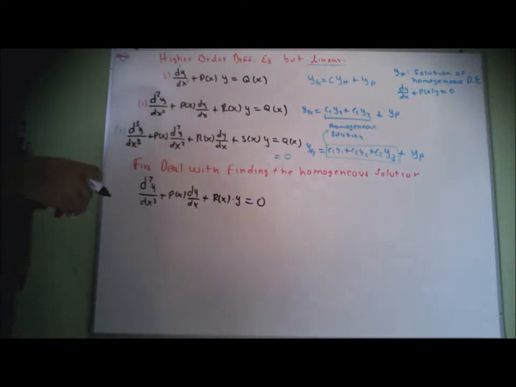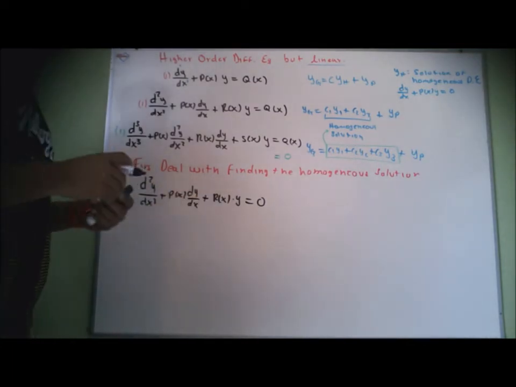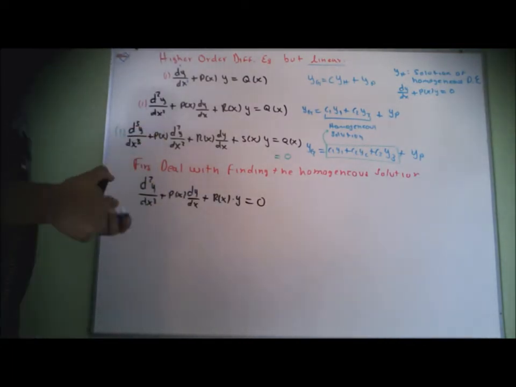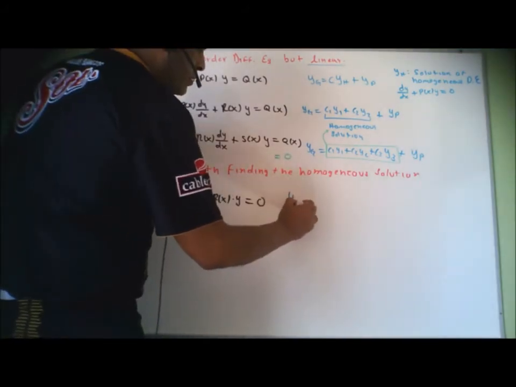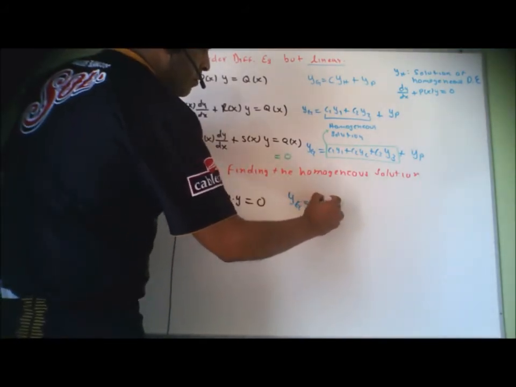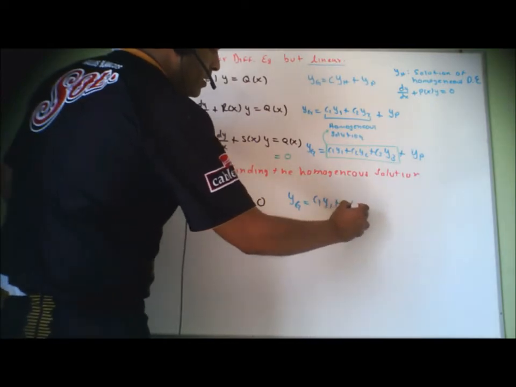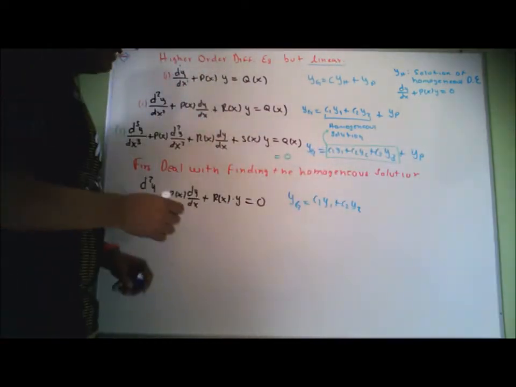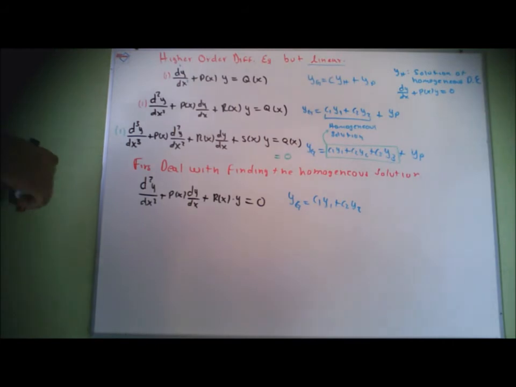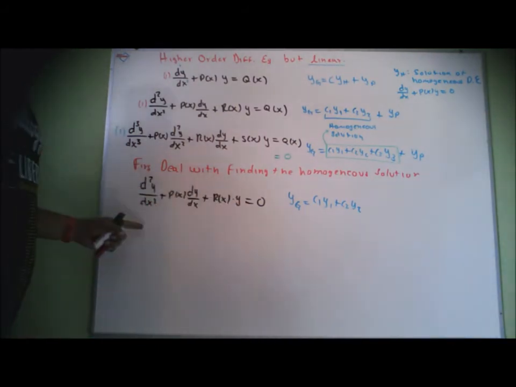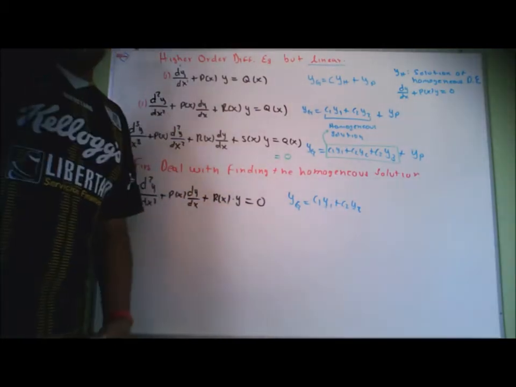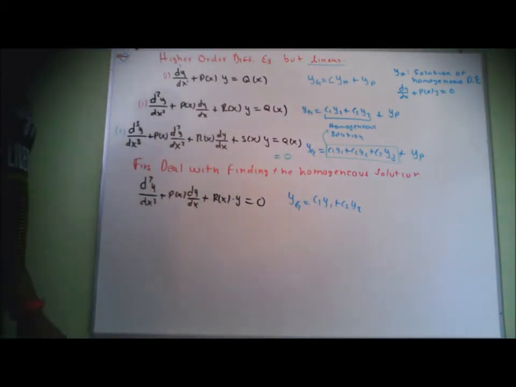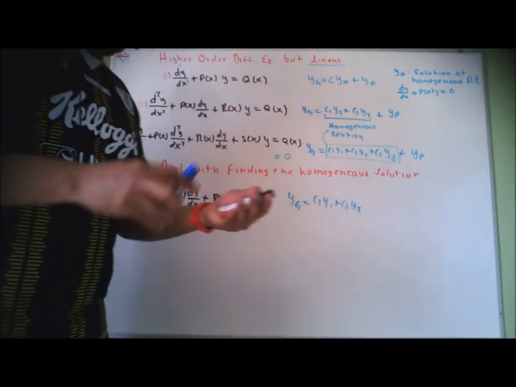Because this is homogeneous, the general solution is going to be just c1 y1 plus c2 y2. So we don't have to calculate the particular solution. That makes it easier for us to find this kind of solution. We are going to just find the homogeneous solution now, and later we are going to find the particular solution.